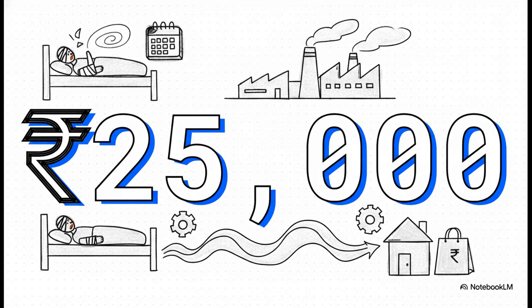And it actually drills down into day-to-day survival, too. For temporary partial disability, victims can claim up to 25,000 rupees a month for up to 3 months, just to help cover those lost wages while they're at home recovering.